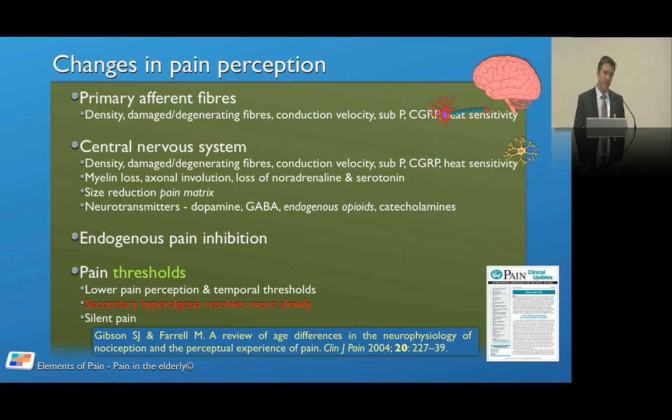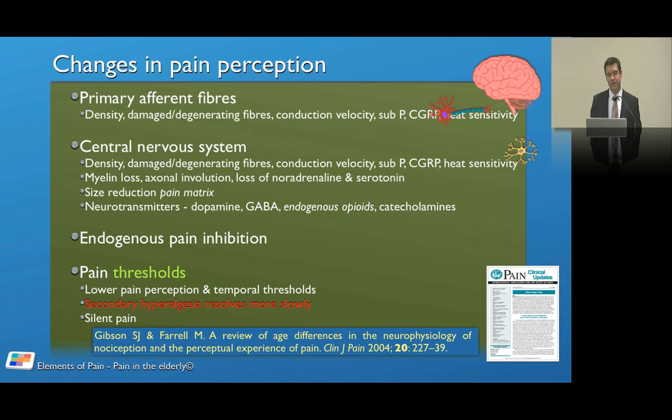But anyway, primary afferent fibers, so first order neurons, sensory fibers, the density changes. The fibers become damaged and degenerate. The conduction velocity changes. There are changes in substance P, CGRP. There are changes in heat sensitivity as well. So a number of changes that occur that change the way patients perceive pain. The CNS undergoes remarkable age-related changes as patients get older. The same thing happens in the CNS that happens in the periphery. So density, damage, conduction velocity, CGRP, substance P, heat sensitivity, all that changes centrally as well.